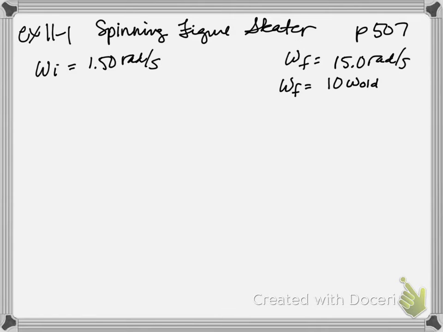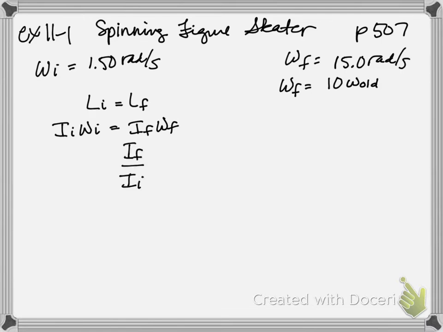So in this situation, there's no external torque on the system, so we can say the initial angular momentum is equal to the final angular momentum. So the initial angular momentum is I initial, omega initial. The final angular momentum is rotational inertia final, angular speed final. Okay, so to find our ratio I final to I initial, the new to the old, right? The new to the old.